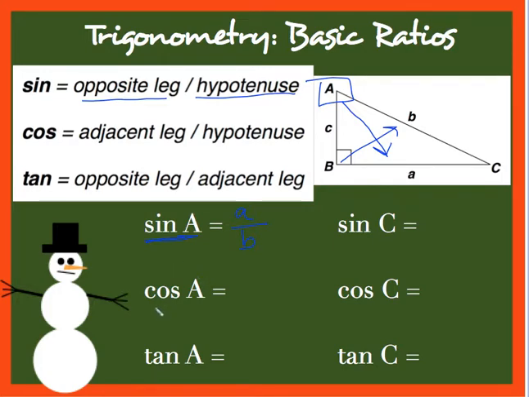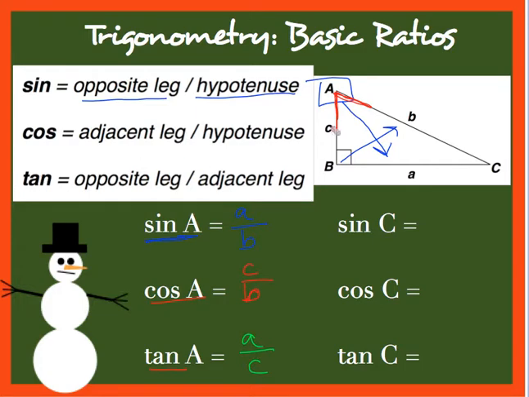So then when you're dealing with cosine of A, that's adjacent leg, which is the one that's right next to the angle. The angle is always made up of two sides. One will always be the hypotenuse, and one will always be the adjacent leg. The one that doesn't touch it is opposite. So for adjacent, you'd put C over the hypotenuse, which is B. Then the tangent of A is opposite leg over the adjacent leg. So opposite was A, adjacent is C.